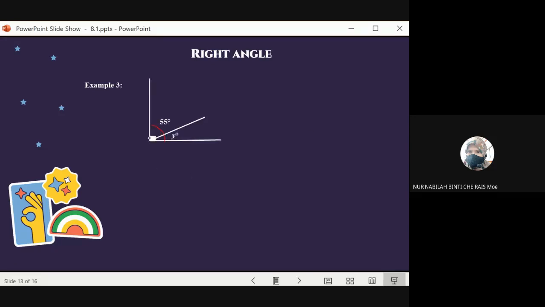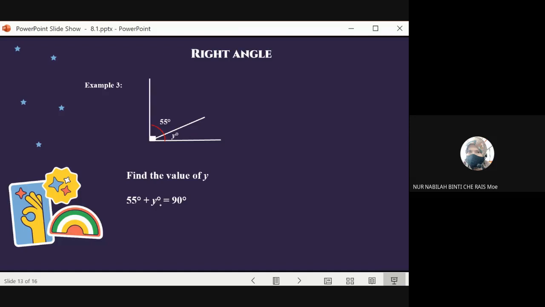You have this symbol, this rectangle here. This one means that this is 90 degrees, a right angle. So how to find y? We want to find the value of y. If you look at the diagram, the total of this one equals 90. So 55 plus y equals 90.